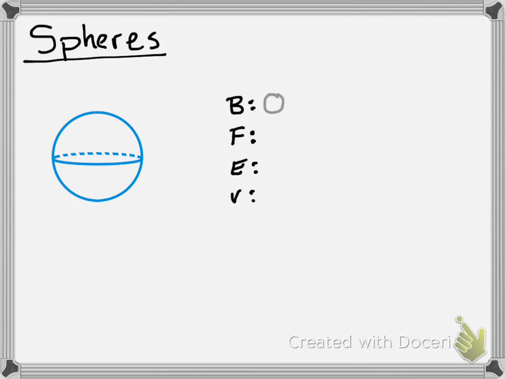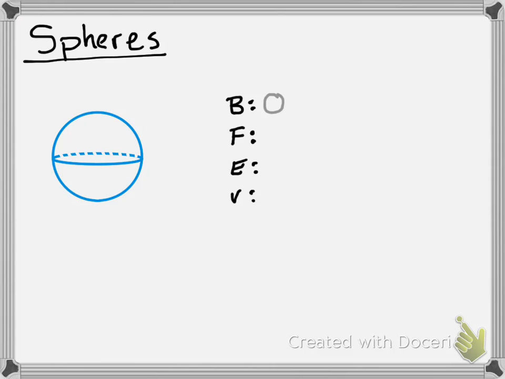Okay, now first, there are no bases for a sphere. Okay, there's no place for it to sit. It just rolls around. Okay, so there's no bottom and top. There's no congruent sides. There's no polygon on here at all. Okay, there's really no shape on here at all because the surface is all curved. All right, so there are no bases.